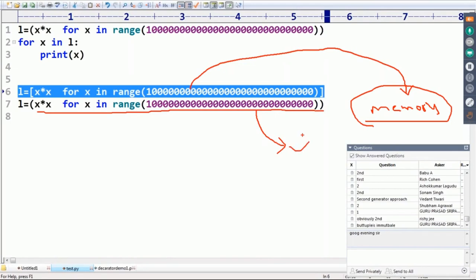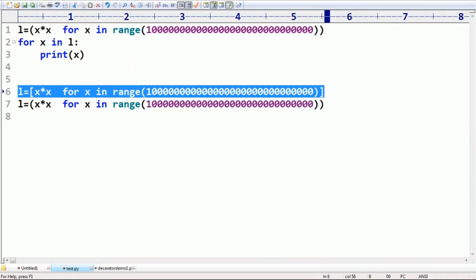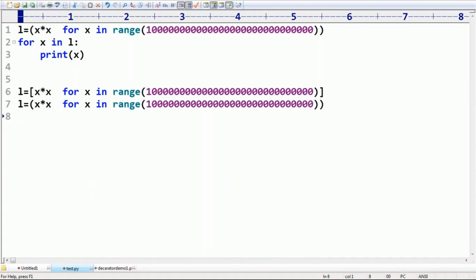Suppose I have one file that contains 1 million records. I want to read record by record. The first approach is never recommended. Better to go for the second approach. If you want to handle a huge amount of data, don't store that data. Better to get it one by one. Then happily we can go for the second approach.